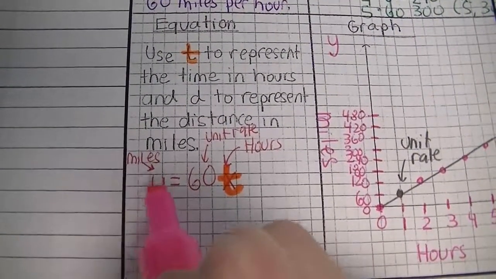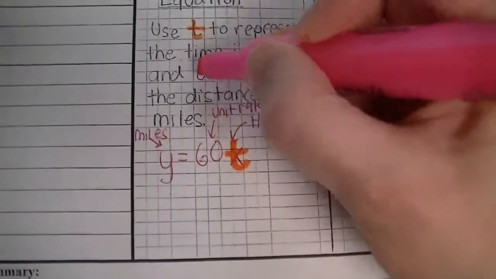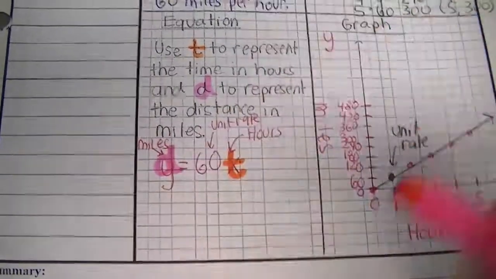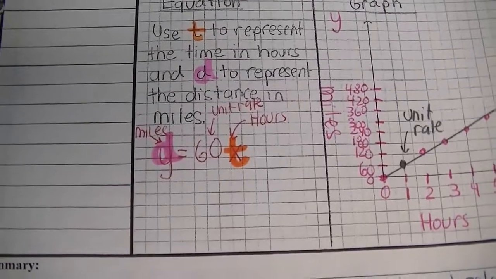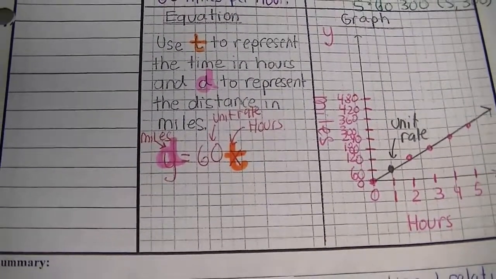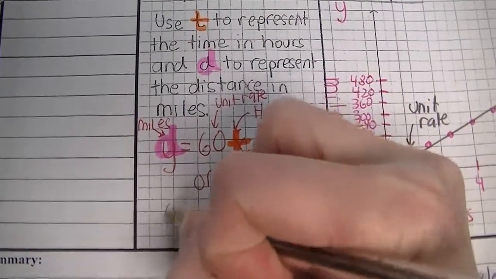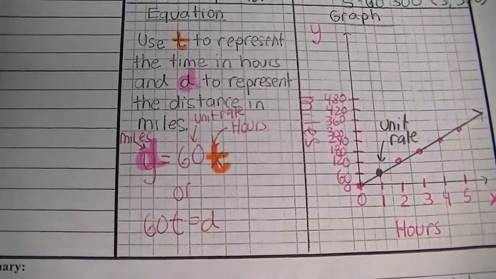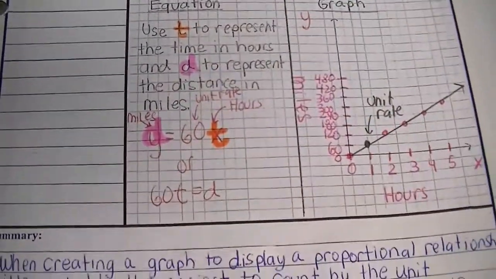So see how y represented the distance in miles? So we're just going to trace right over that y and put a d. Okay, so there's our equation. D is equal to 60 times t. And that's perfectly fine. Or obviously, I hope you know that you can go 60 times t is equal to d. Okay? So start with what you know and then go back and use their criteria.